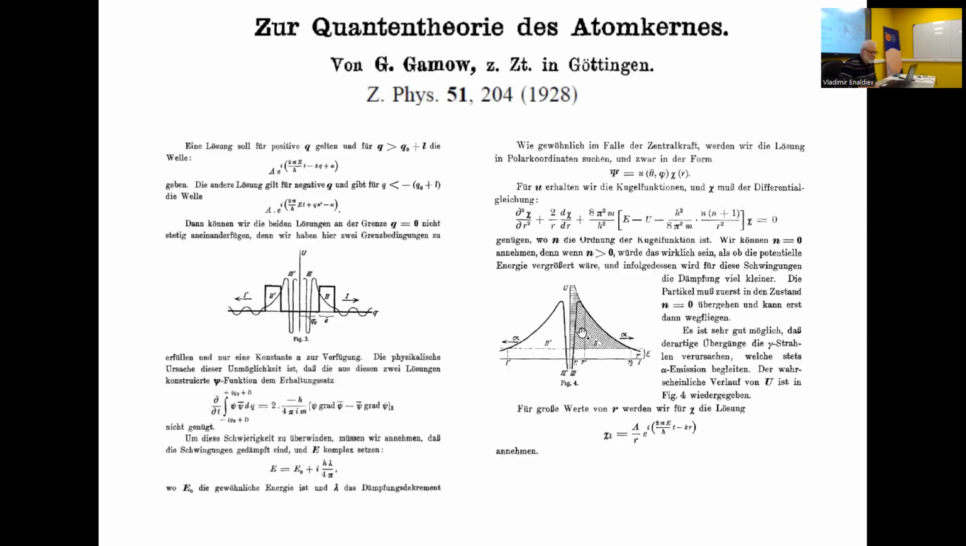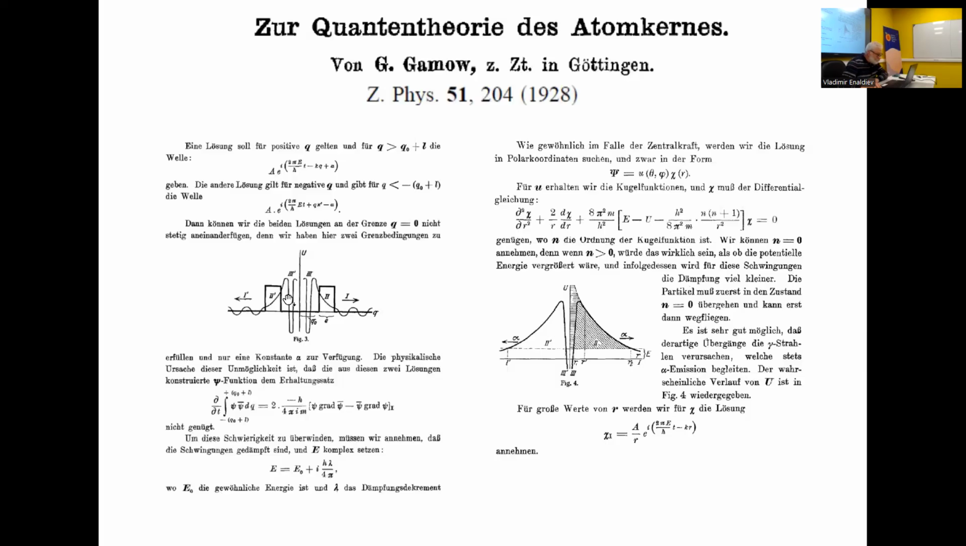So he was the first to apply WKB, or semi-classical theory, which was developed at that time, to the problem of tunneling through a barrier. I will not discuss this second contribution because it has nothing to do with the subject of my talk, but the first one I will discuss here.